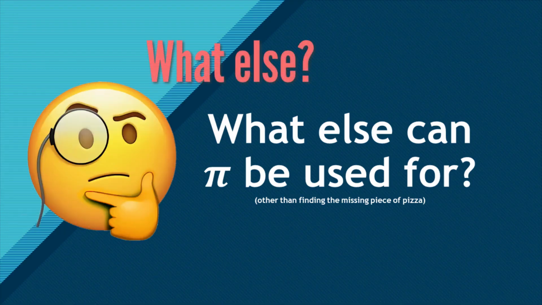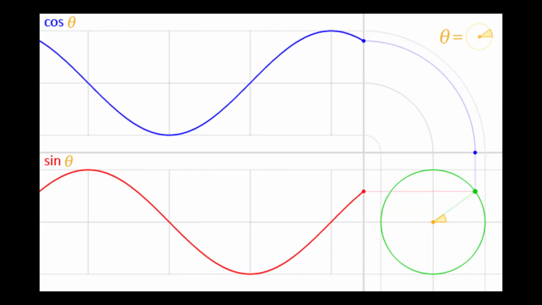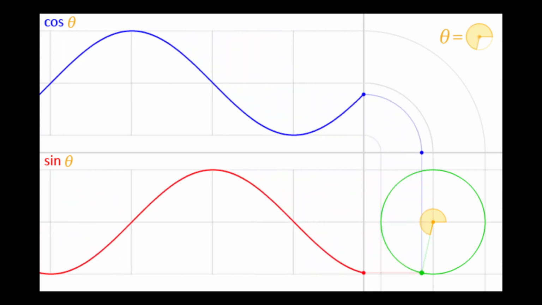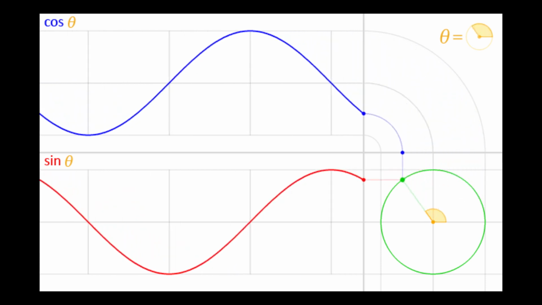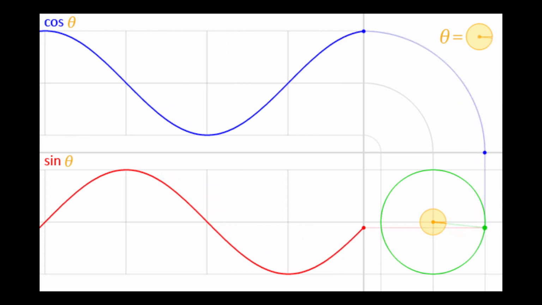But what else can pi be used for, other than calculating pizza of course? A common use of pi is the calculation of the area of circles, of which the formula is pi r squared, where r stands for radius. Pi is also commonly used in the calculation of sine and cosine waves, which contributes a lot in the music and sound industry, allowing them to express sounds using different pitches and amplitudes.